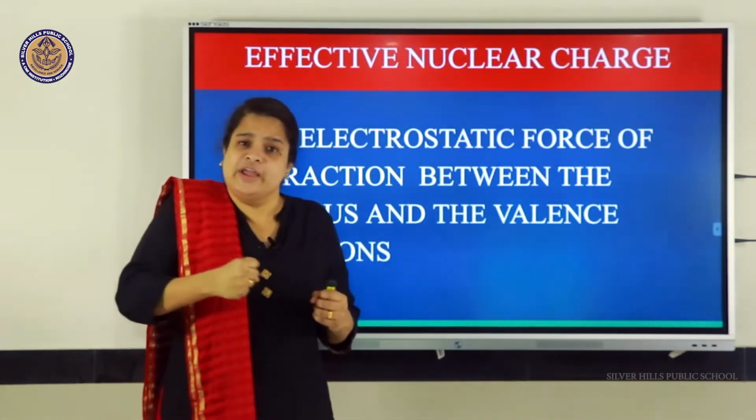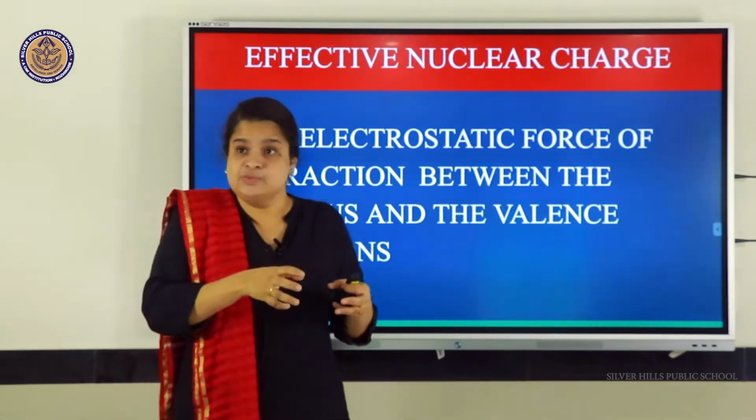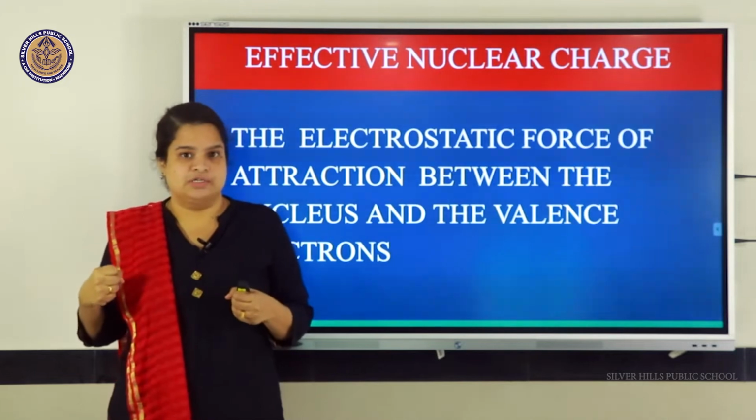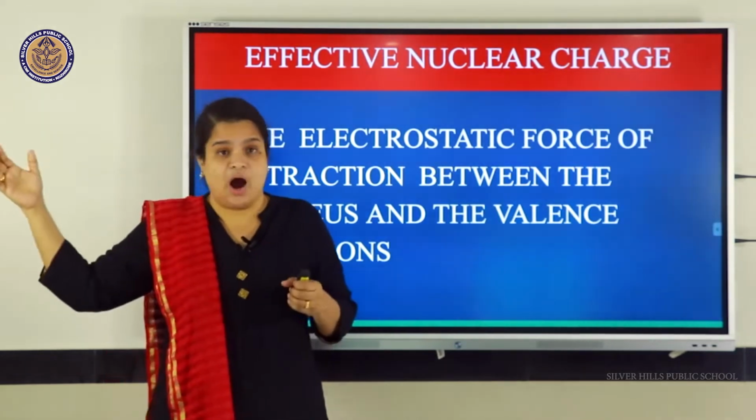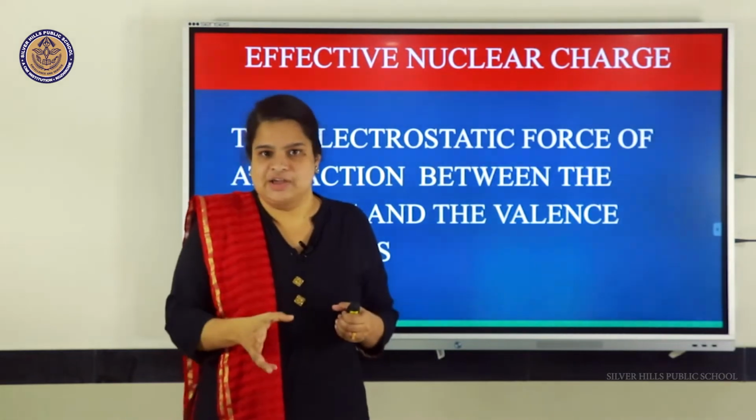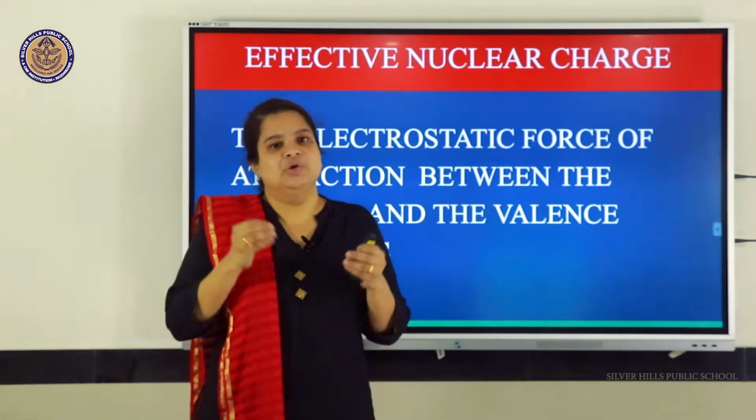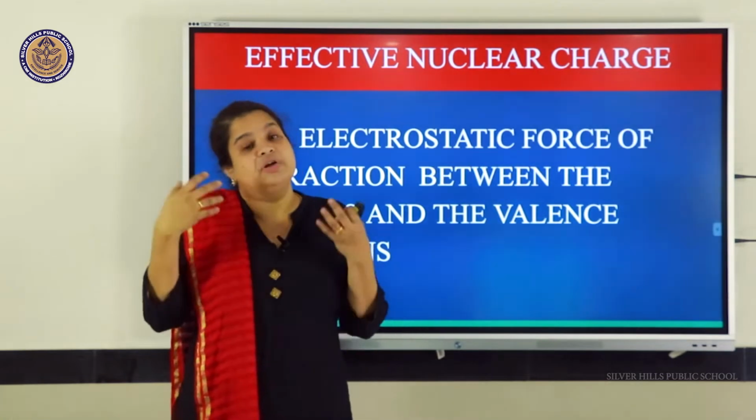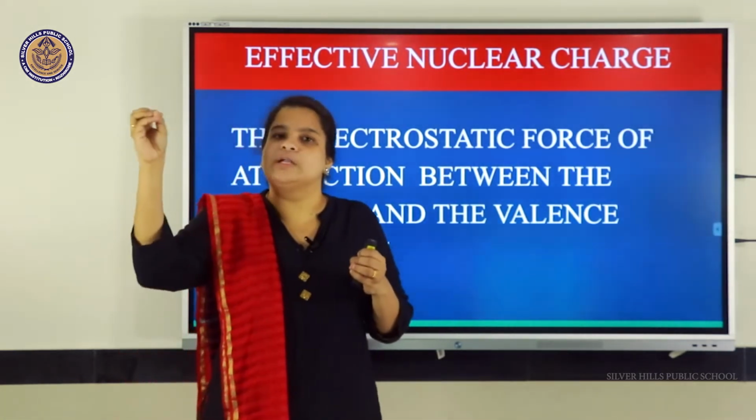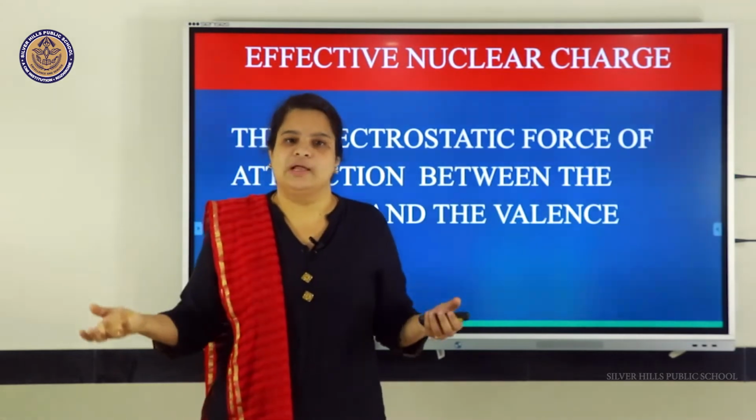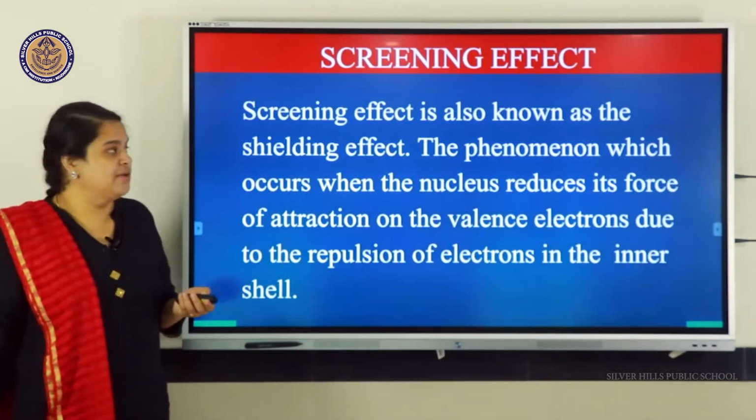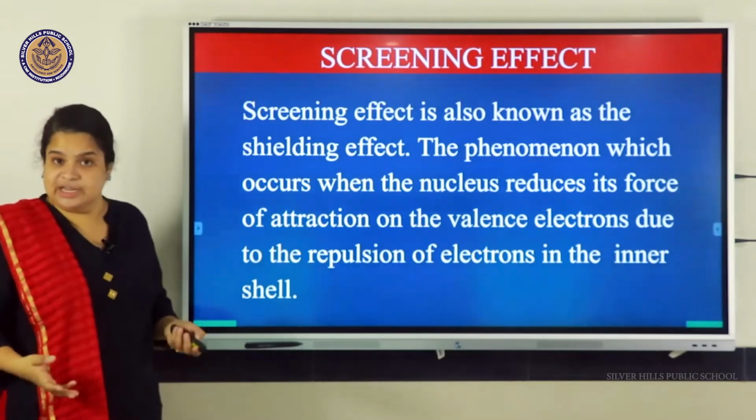The nucleus will have a force of attraction, but the inner electrons push them backward. They won't allow the outer electrons to come forward. So this is called the shielding effect. So what happens? Even though the nucleus has a good force of attraction, it sometimes cannot even hold the outer electrons tightly. This is your screening effect, or you can even call it a shielding effect.